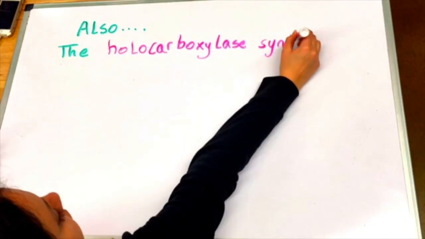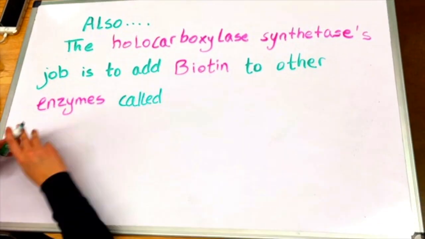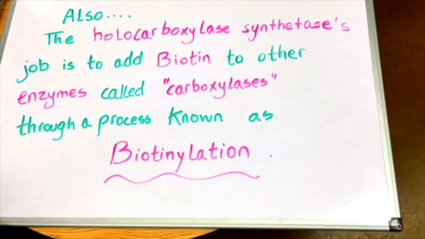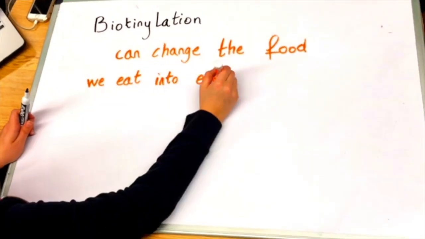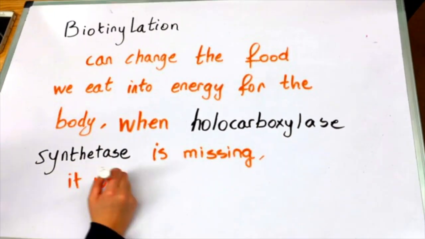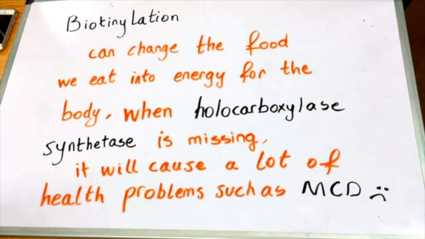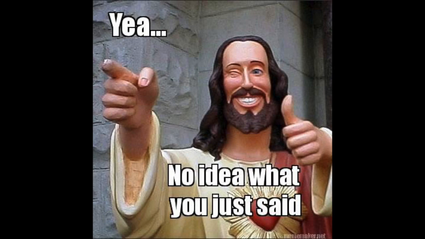Also, the holocarboxylase synthetase's job is to add biotin to other enzymes called carboxylases through a process known as biotinylation. The process of biotinylation can change the food we eat into energy for the body. When holocarboxylase synthetase is missing, it will cause health problems such as behavioral disorders, lack of coordination, learning disabilities, and seizure. Yeah, you had no idea what we just said, did you?